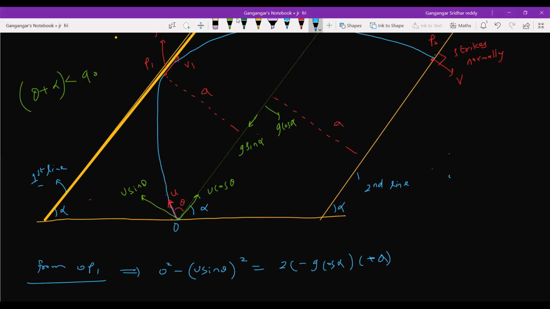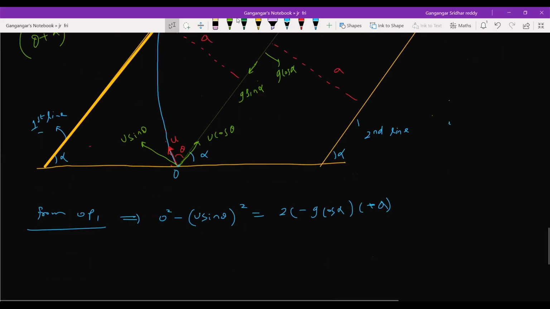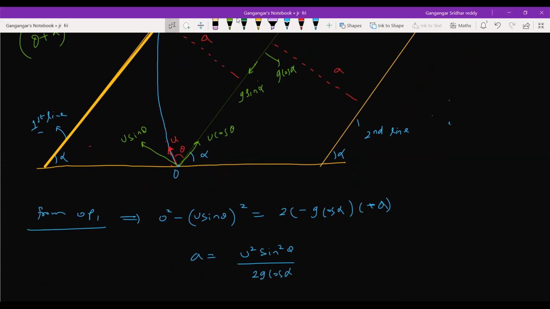0 minus (u sin theta) whole square equal to 2 times minus g cos alpha times a. Solving this, I'll get the expression for a equal to u square sin square theta by 2g cos alpha. Keep this one equation in hand.